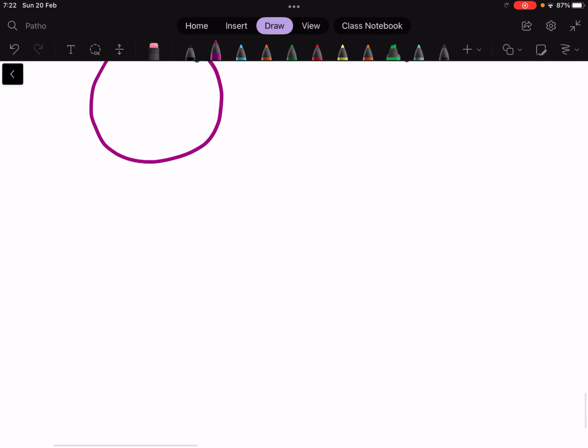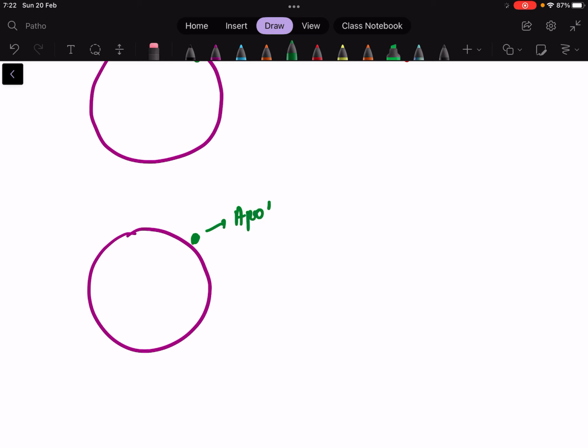Okay, and finally the last one. So this is a lipoprotein. On this lipoprotein there is an external protein, and this protein is called ApoA. Can you name the lipoprotein? Yes, it is your high density lipoprotein. So that was about your lipoproteins.